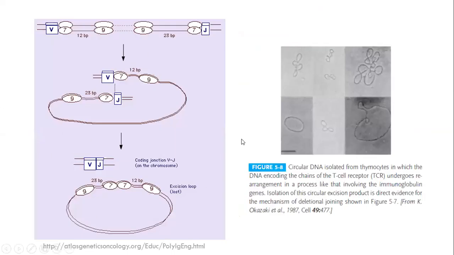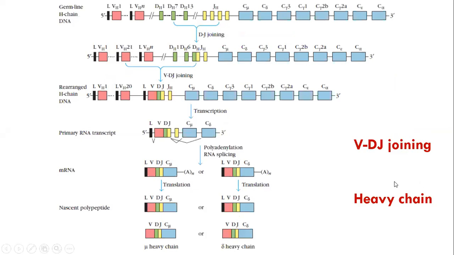So we will see this in a further slide again. So this is VDJ joining. We are talking about the heavy chain here. This is the fundamental heavy chain structure. There is a two-step recombination that happens in the heavy chain.